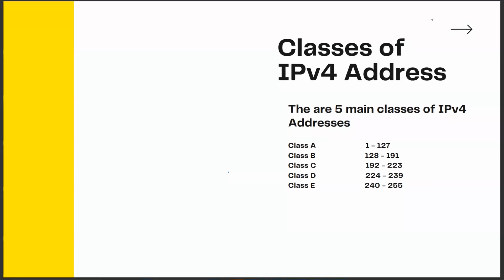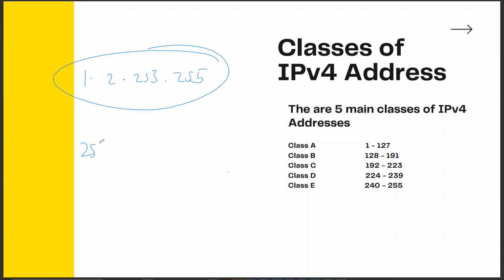Now, earlier on, I mentioned that IPv4 addresses range from 0. So each octet will range from 0 to 255. What I mean is this: we can have a number like 1.2.255.255. This is a valid IP address. We can also have something like 255.0.0.1, which is also another IP address. So any part can be 255. That's what we mean by the numbers ranging from 0 to 255.